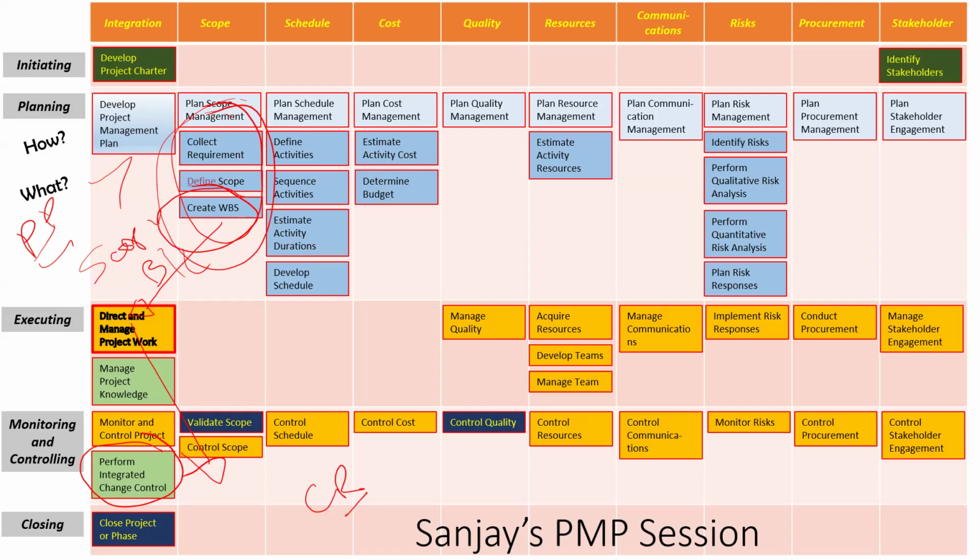Is this uncommon? No, it's a very rare thing. Does it happen, friends? Of course it does happen. Now, this is called scope creep.